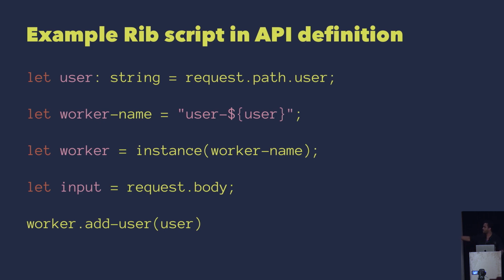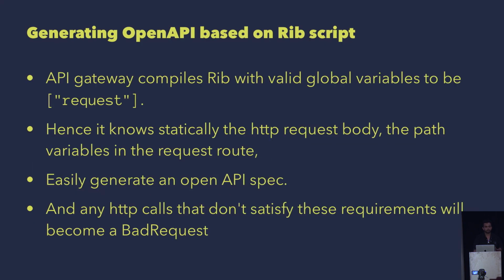And then I'm creating an instance of the worker. And then I'm passing request.body to the user, which implies RIP will assume that request should have a body in it, and that body should stick to the requirements of the add user function. So now you can see where this is going. You can automatically generate a spec from this RIP script if it is used in the API definitions.